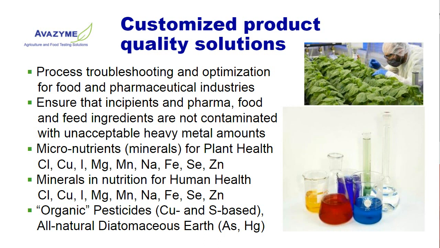So unacceptable heavy metal amounts have to be avoided, and ICP-MS can ensure that heavy metals are not contained in the products or in the process to any significant extent. It's also important in the context of plant health.